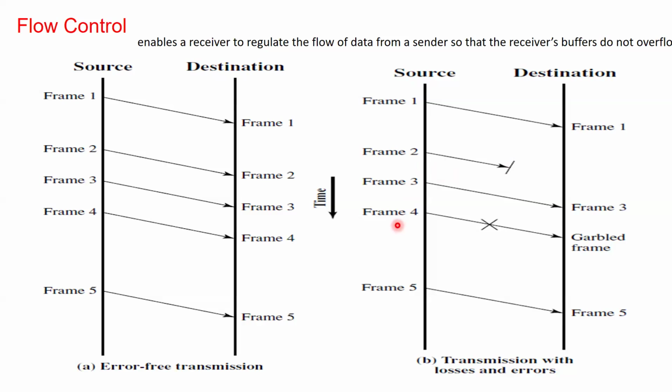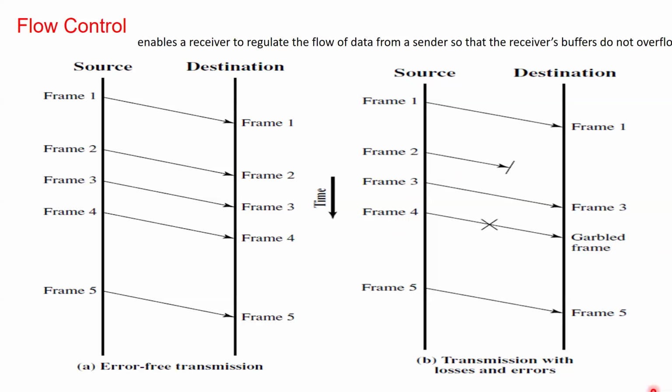Coming to frame 4, it's going to be received. It received this data at the receiver with an error message, with an error in the data. Okay, so it has an error in the data.